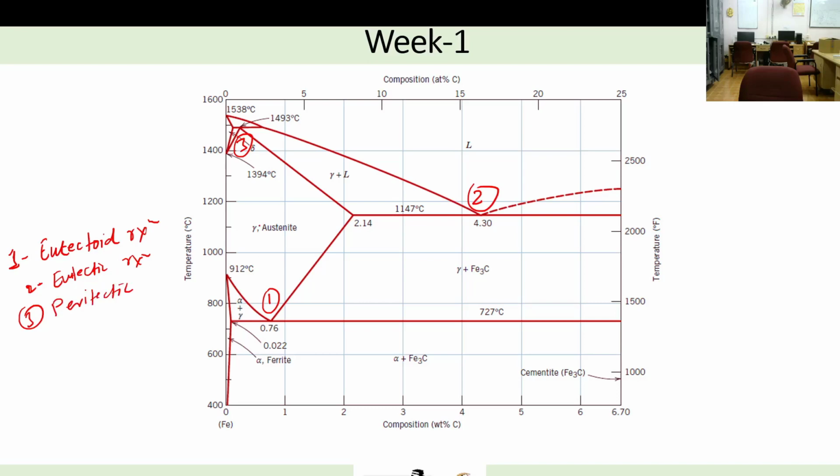Depending on cooling or heating, if we are cooling, then in the first reaction, what will happen? Austenite will transform to the equilibrium mixture, that is, austenite will transform to ferrite plus cementite, Fe3C, and this mixture we call pearlite, right? In the second case, what will happen? The liquid here, if you cool, it will transform to what?